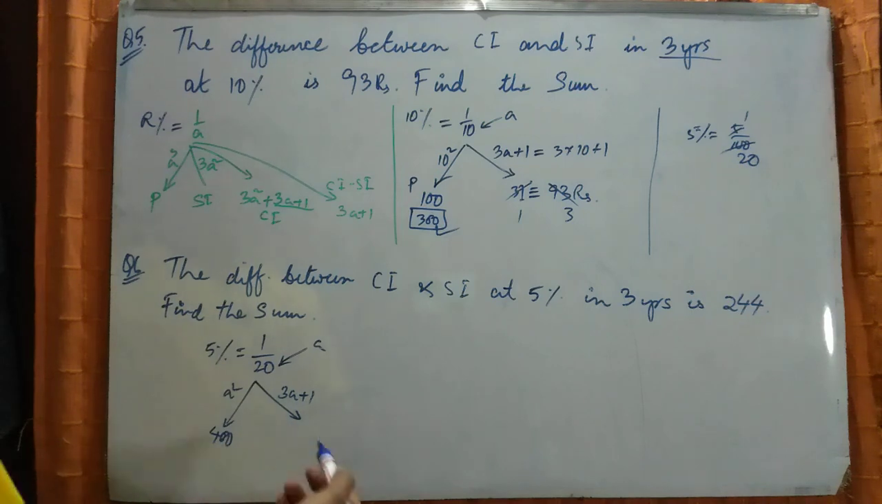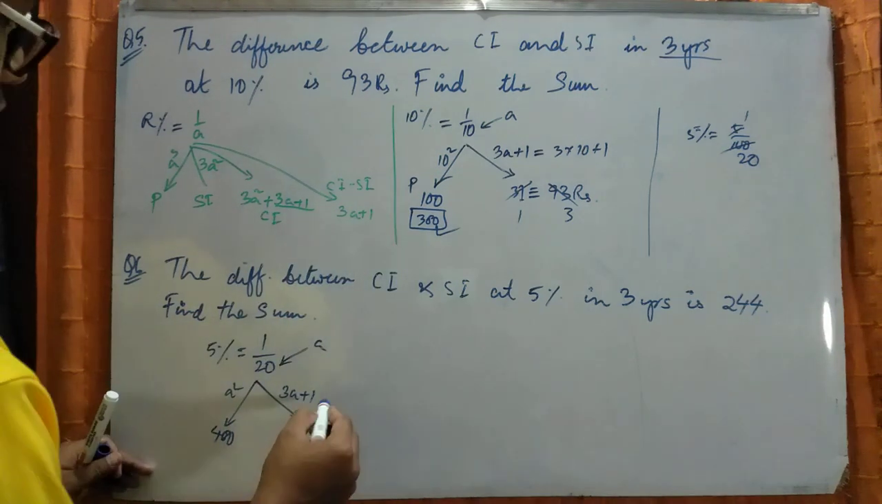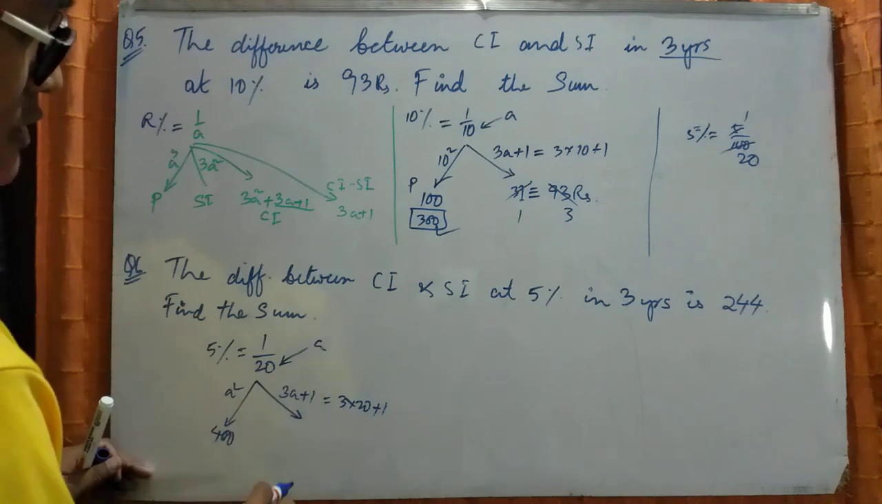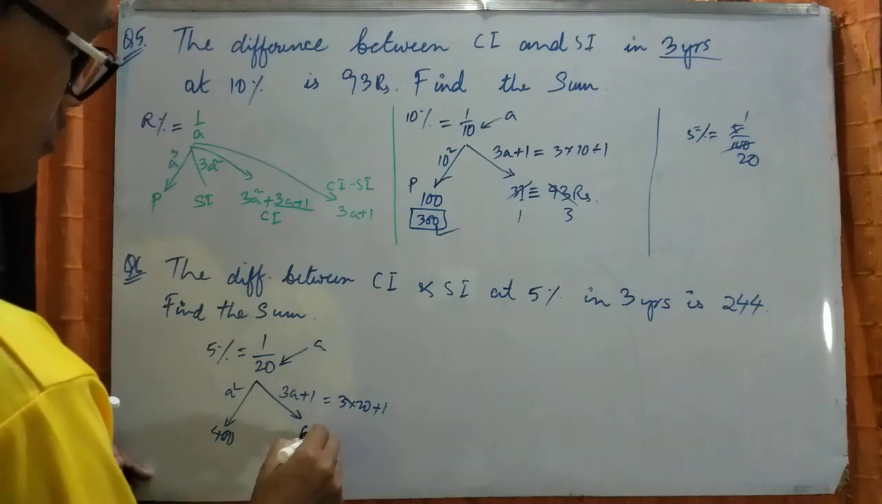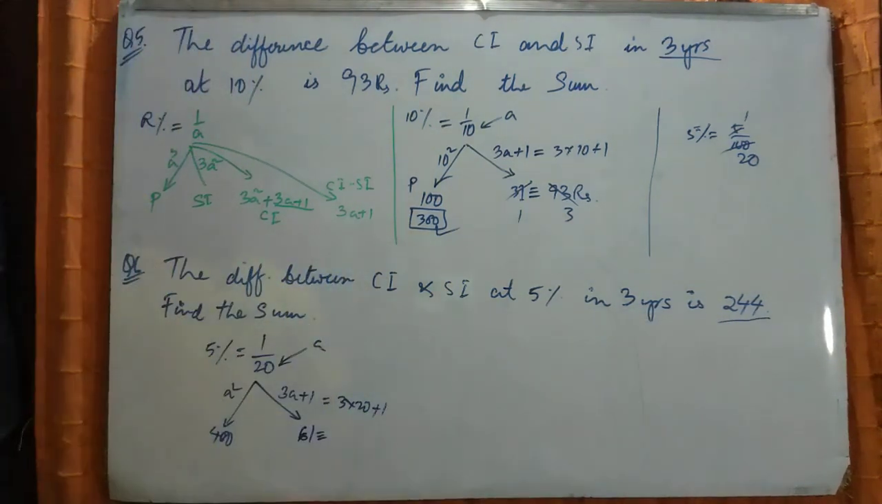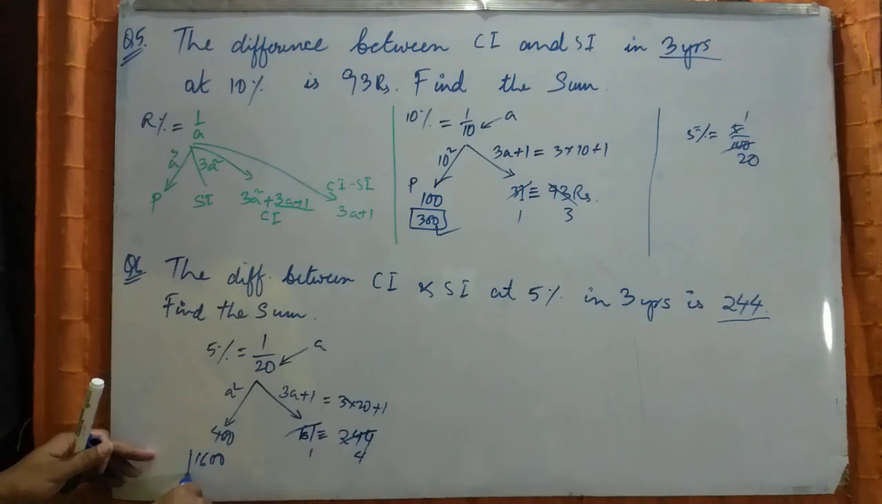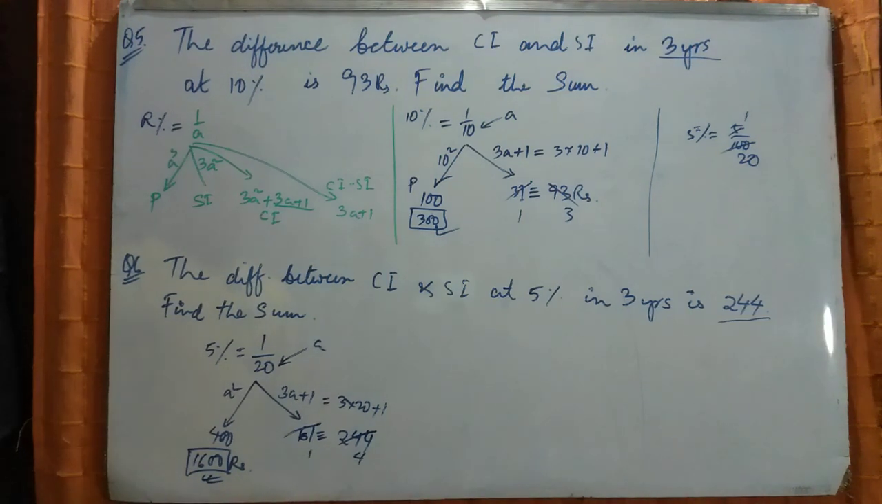3a plus 1 is the compound interest minus simple interest. So 3 into 20 plus 1: 3 into 20 is 60, plus 1 is 61. The 61 value is 244. So 1 value is 4, and the principal is 400 into 4, which is 1600. The difference between compound interest and simple interest is 244.